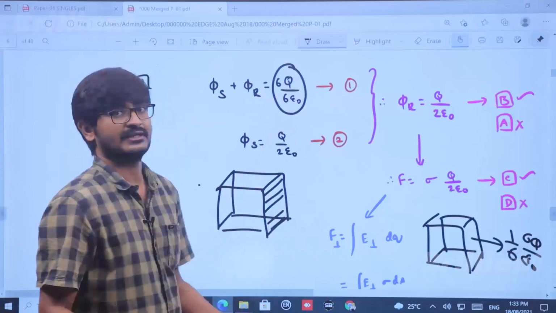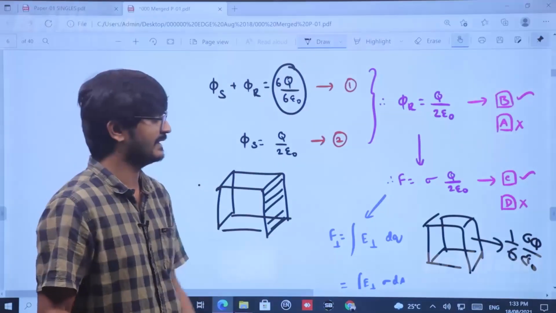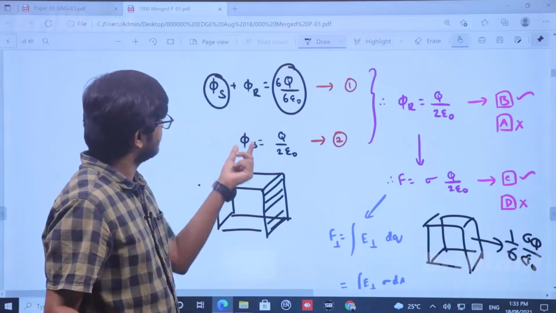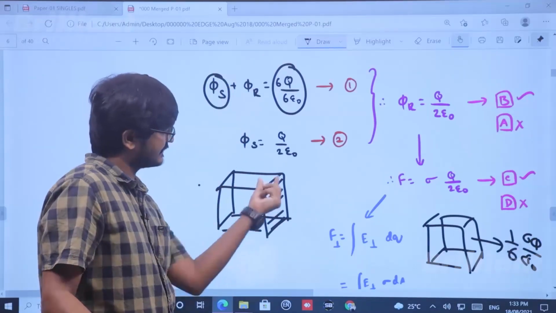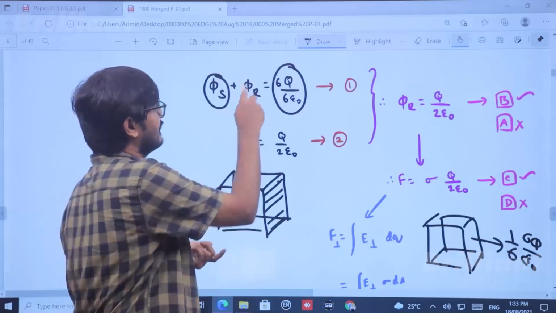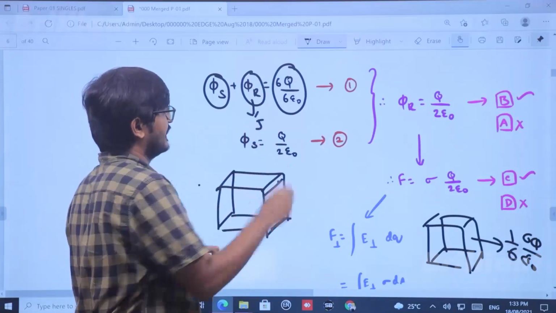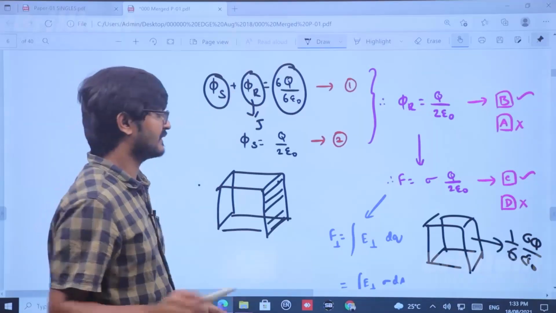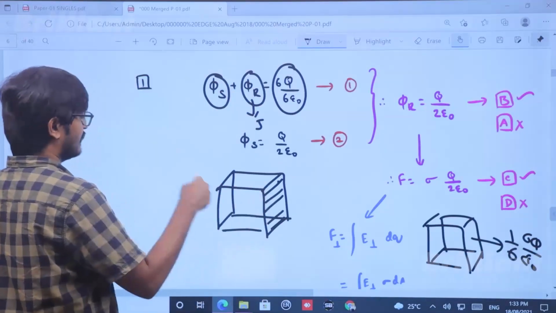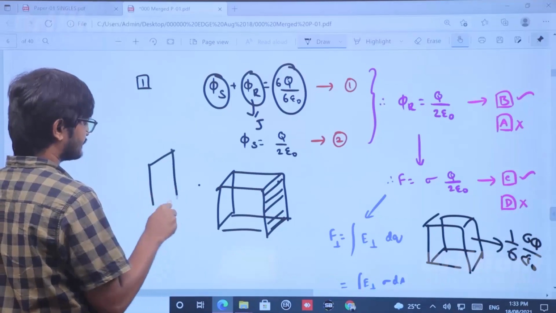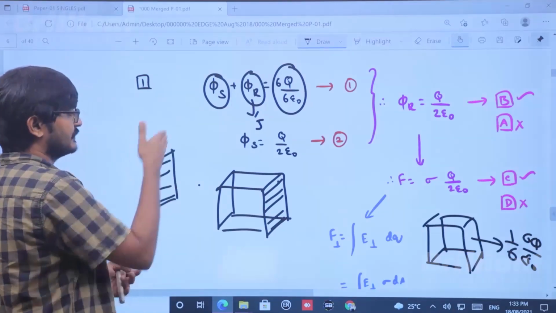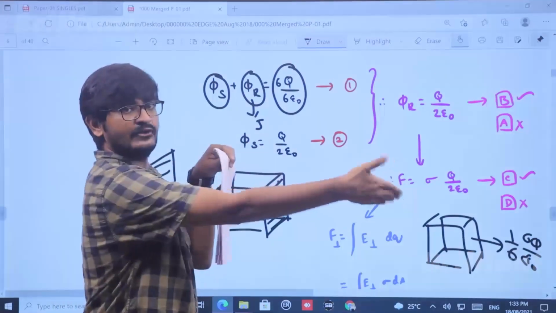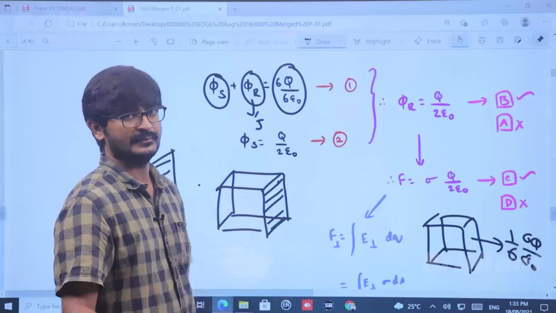Flux coming out of one face will be Q by epsilon naught. Now that flux will be because of two reasons. One is self flux and the other because of the remaining 5 faces. And due to itself, right? Now due to itself, what will be the flux that you can calculate easily? If I take this face alone, flux due to that face on one side will be q by 2 epsilon naught and on the other side will be q by 2 epsilon naught.